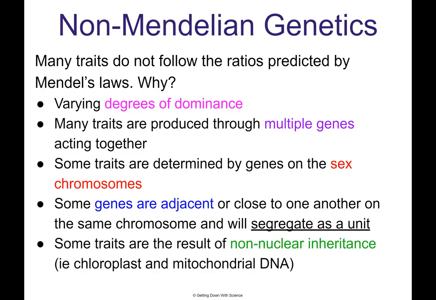And then, of course, there are also a few traits that are a result of what we call non-nuclear inheritance. What this is really trying to say is that they are typically found on something like the chloroplast or the mitochondrial DNA, which is located in those organelles, not part of the main nuclear DNA.